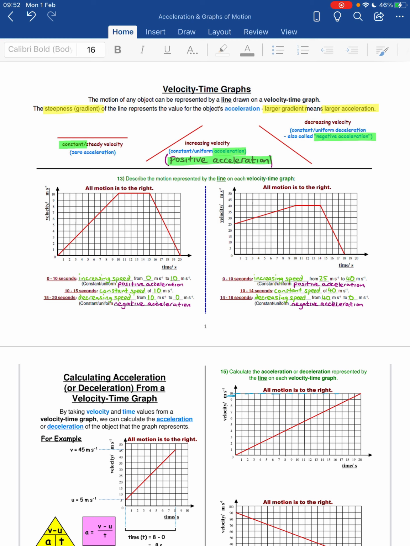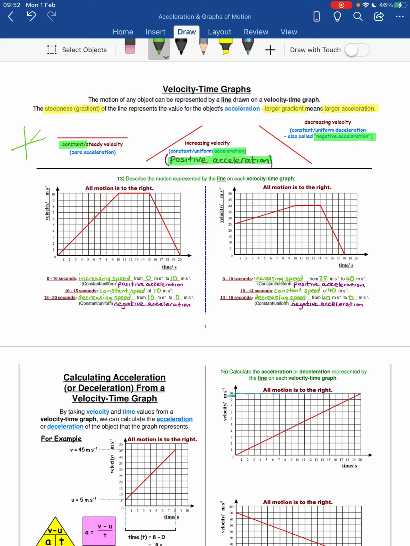Hi folks, this video is going to explain how to do the problems for this week's work on acceleration and graphs of motion. When you open this file on Teams, you'll see that page 1 has the notes from last week telling us how to describe the motion of an object using a speed-time graph. The key bit of information is up here.